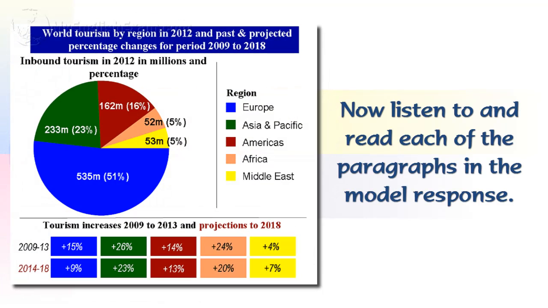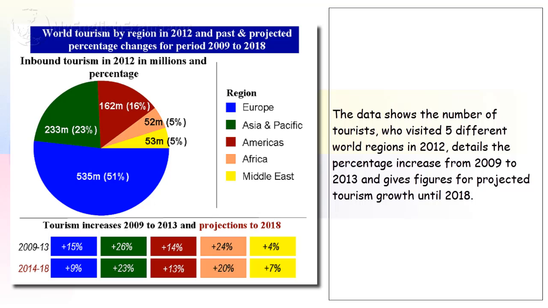Now listen to and read each of the paragraphs in the model response. The data shows the number of tourists who visited 5 different world regions in 2012. Details the percentage increase from 2009 to 2013 and gives figures for projected tourism growth until 2018.